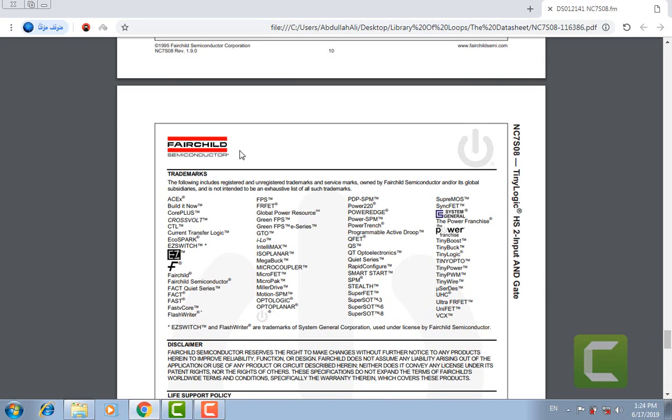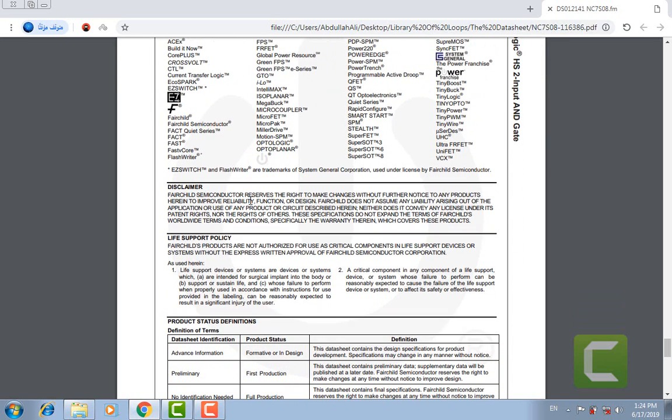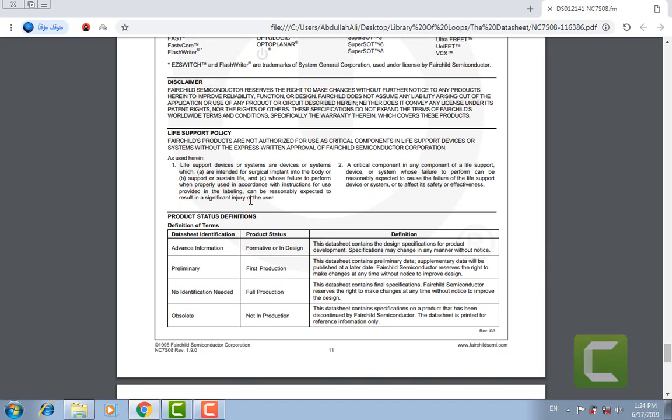And this is the name of the company, Fairchild Semiconductor. You can see also the disclaimers, life support policy, product status definitions.